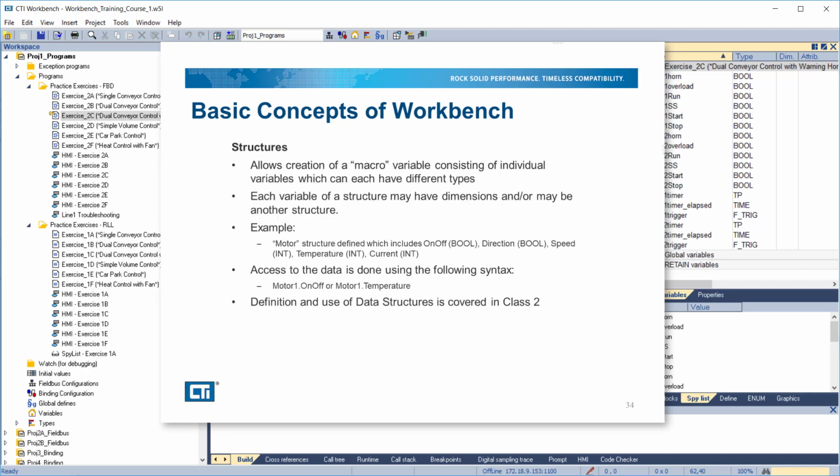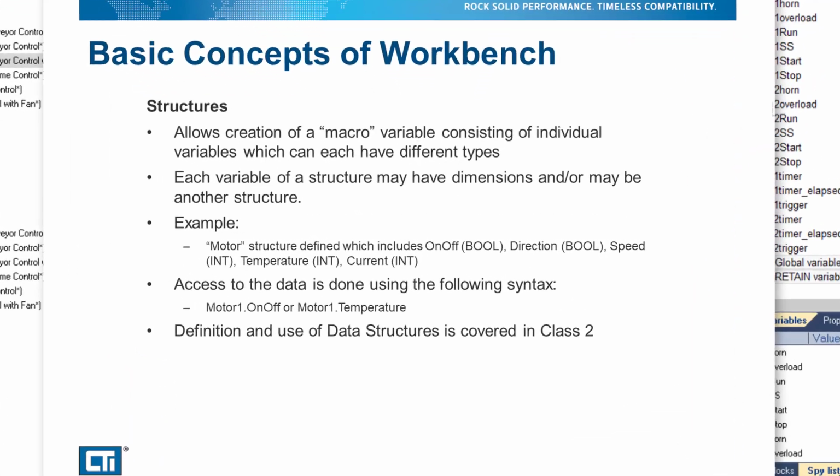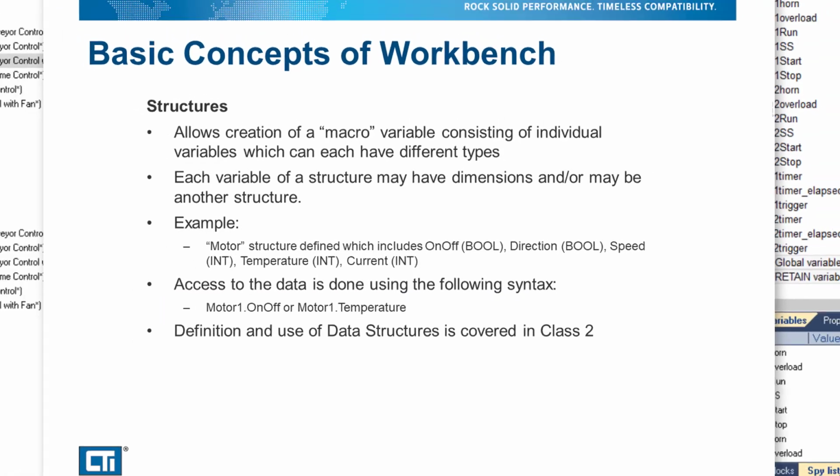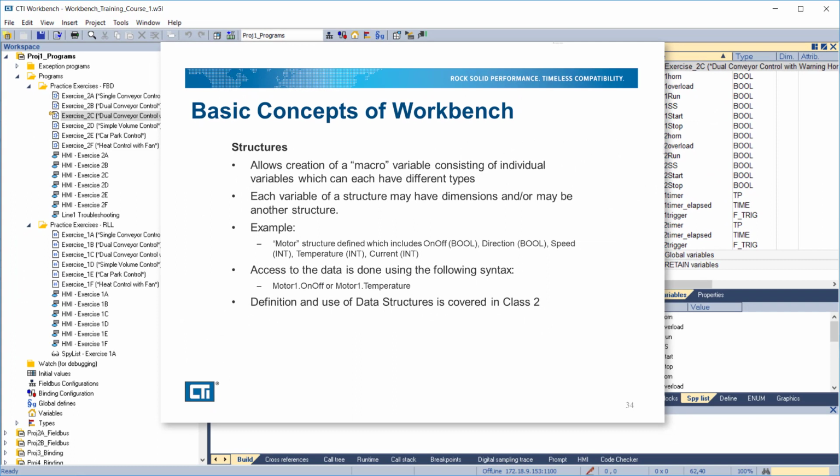Support for data structures allows creation of a macro variable, consisting of individual variables which can each have different types. Each variable of a structure may have dimensions, and/or may be another structure. For example, we can define a structure, motor, which includes on-off, Boolean, direction, Boolean, speed, integer, temperature, integer, and current, integer. Access to the data is done using the following syntax. Motor1.onOff, or motor1.temperature. The definition and use of data structures is covered in Class 2.